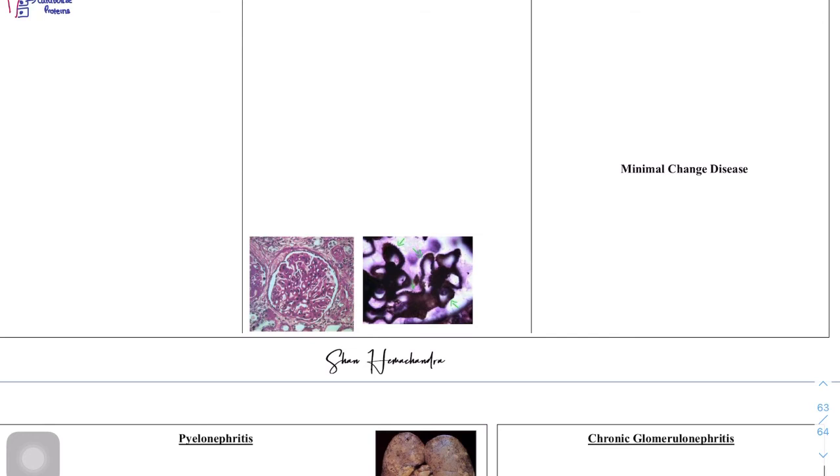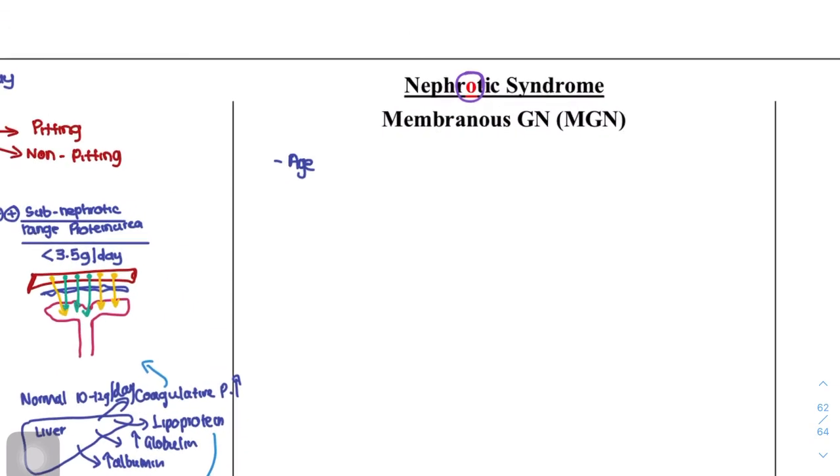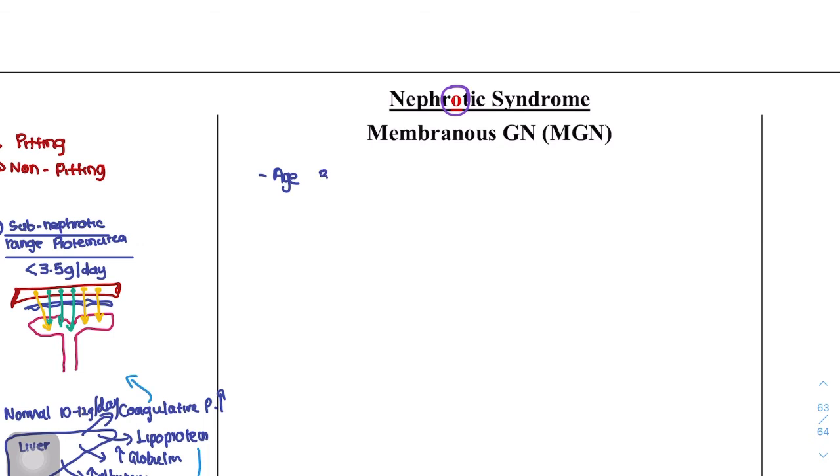It's called Membranous Glomerulonephropathy. First, age of onset. Age is around 30 to 50 years. 30 to 50-year-olds. And this is a slow progressive glomerulonephropathy. We get diffuse thickening of the capillary walls.